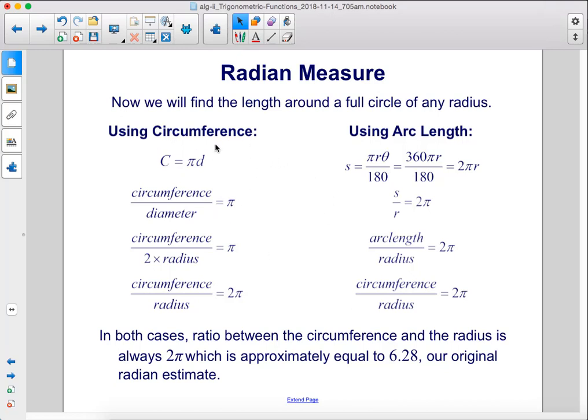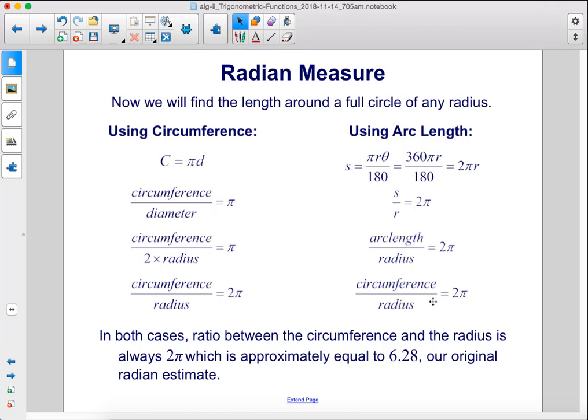Using the circumference, we know that C equals pi times d, which is circumference over diameter equals pi. Diameter is also 2 times the radius, therefore 2 pi equals circumference over radius. Using arc length, we know the arc length equals pi r theta over 180, or 360 pi r over 180, which equals 2 pi r. So s over r equals 2 pi, which is the arc length over the radius equals 2 pi, and you still get to circumference over radius equals 2 pi.